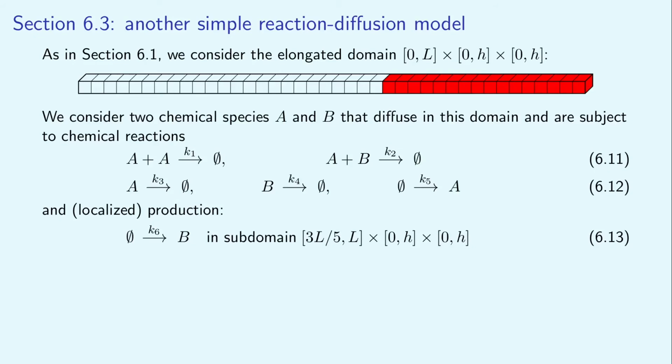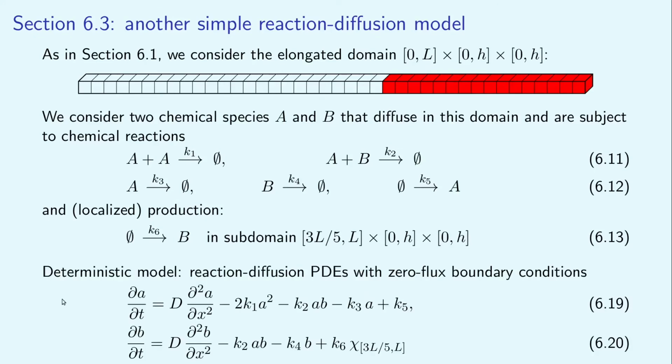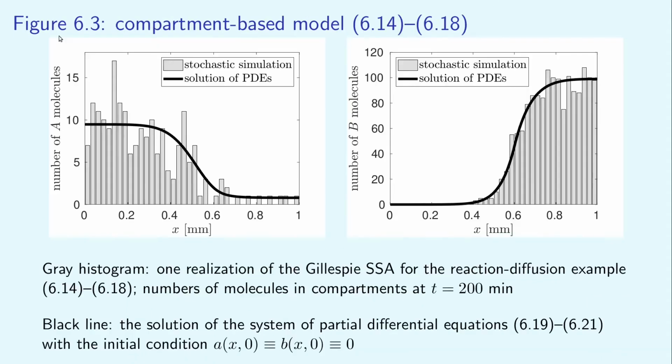If you have any difficulties with this, you can find the resulting system on page 167 of the lecture notes, where we also compare it with the corresponding deterministic model, given by this system of 2 partial differential equations for concentrations of chemical species A and B, which is solved with zero flux boundary conditions.